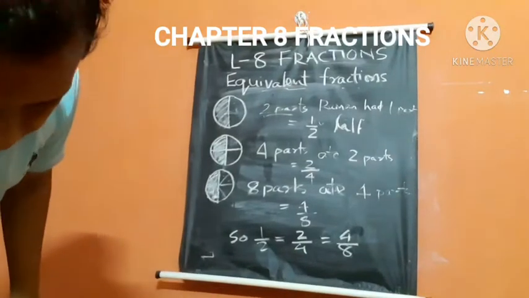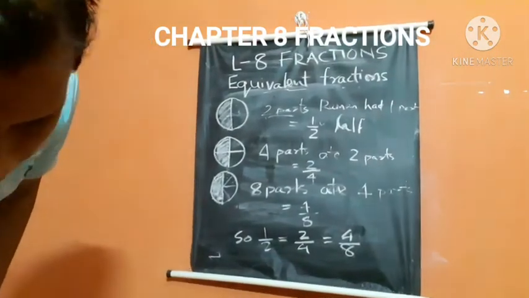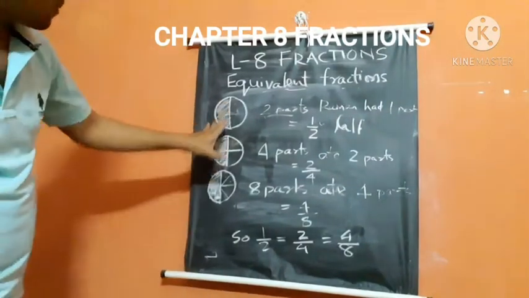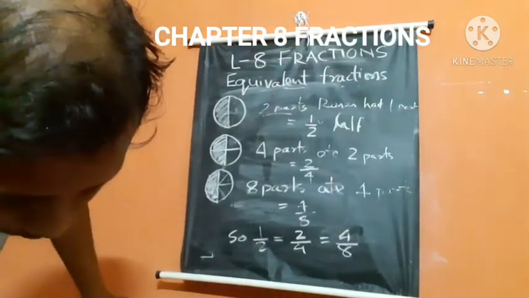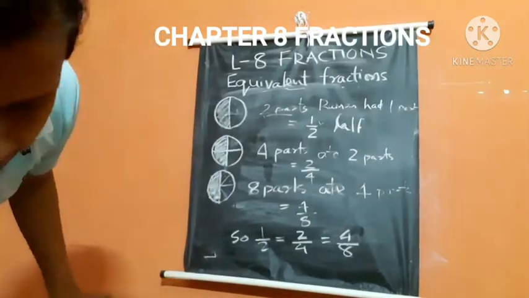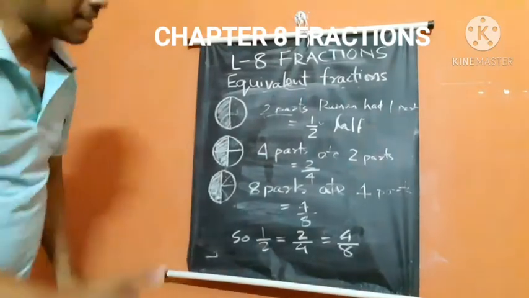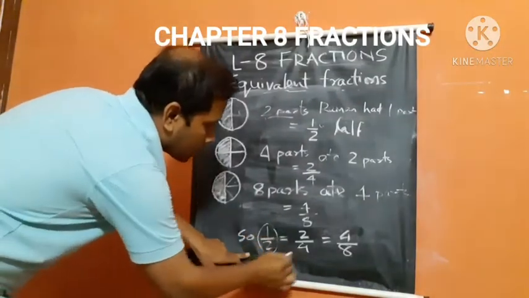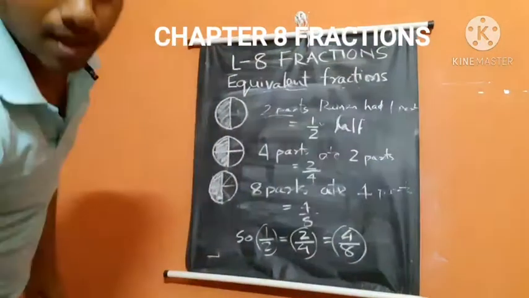So what is that? Equivalent fractions are the fractions that have the same value or represent the same part of an object. Same part they are representing, all are half. Here the value remains the same, but the form of the fraction changes. Here we have changed the form. Here we have written 1 by 2, here 2 by 4, and here 4 by 8. But their values are the same.